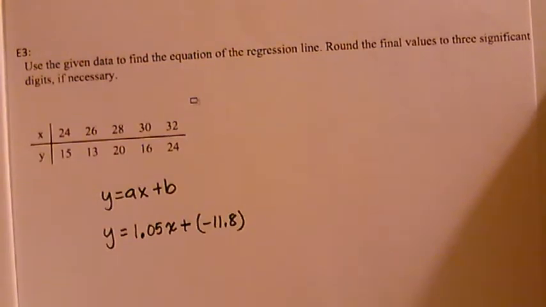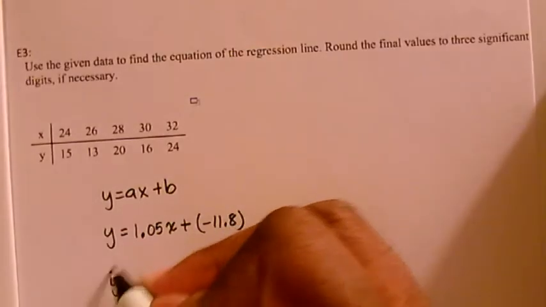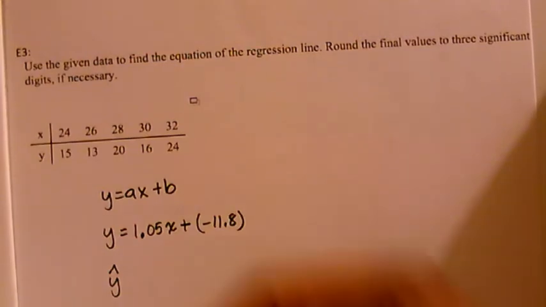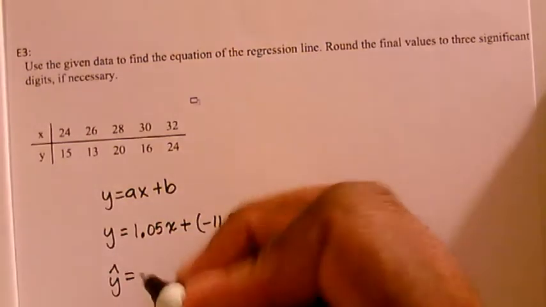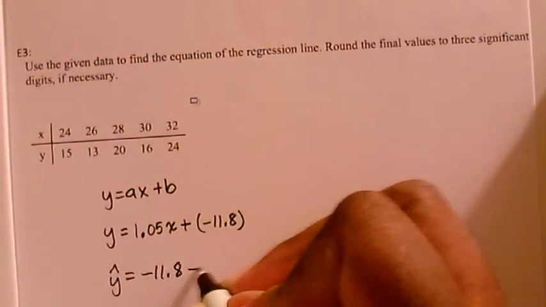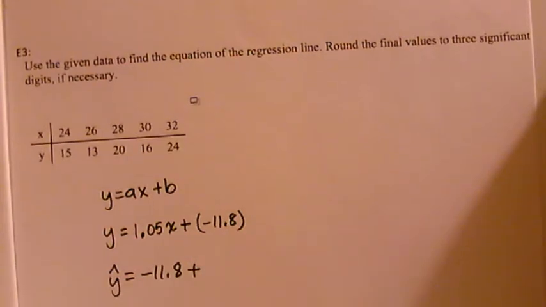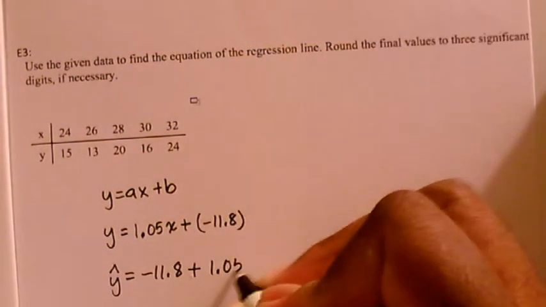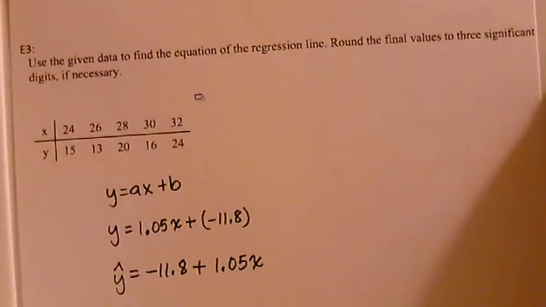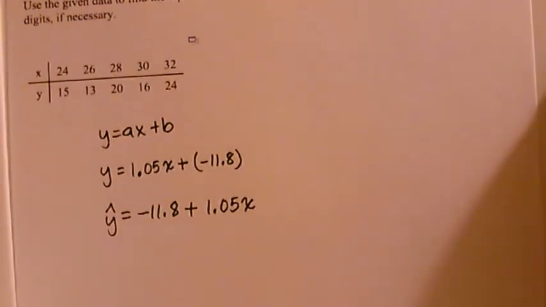Okay, now what I'm going to do here is write it like this, because the regression equation has y hat, and that's equal to b sub 0, that's your y-intercept. That's the negative 11.8 that goes first, plus b1 times x. That's your slope multiplied by x. That's this 1.05x. Okay, now that's the equation of the regression line. And that's all there is to it. So that's the equation of the regression line.